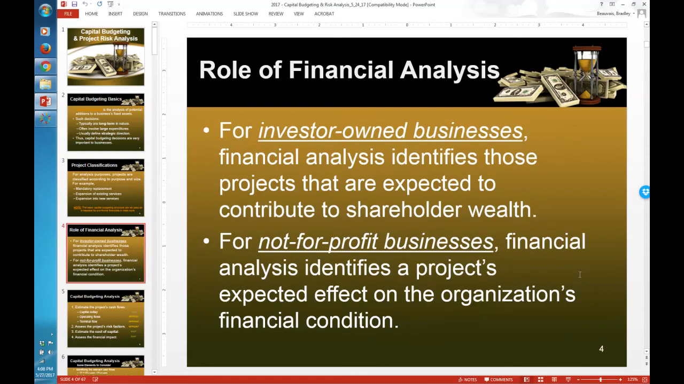From an investor-owned standpoint, for the projects that we're incurring, we're really trying to figure out whether the project actually contributes to shareholder wealth. Not-for-profit businesses or organizations certainly have the same or similar implications, because again, we want to understand what the cash flows are in terms of the expense side, but also what it's going to do for the organization, for the community, and that sort of thing.